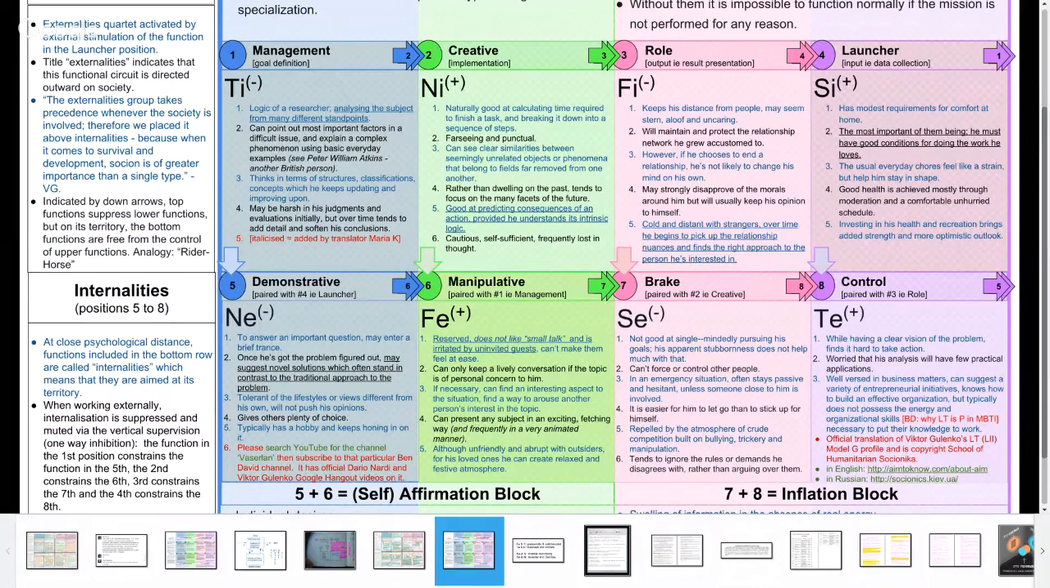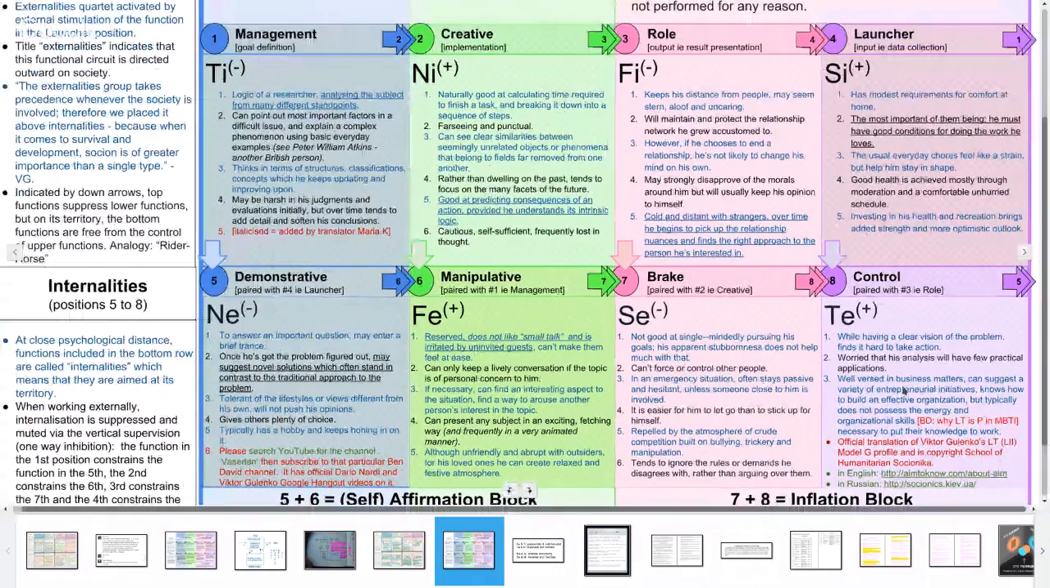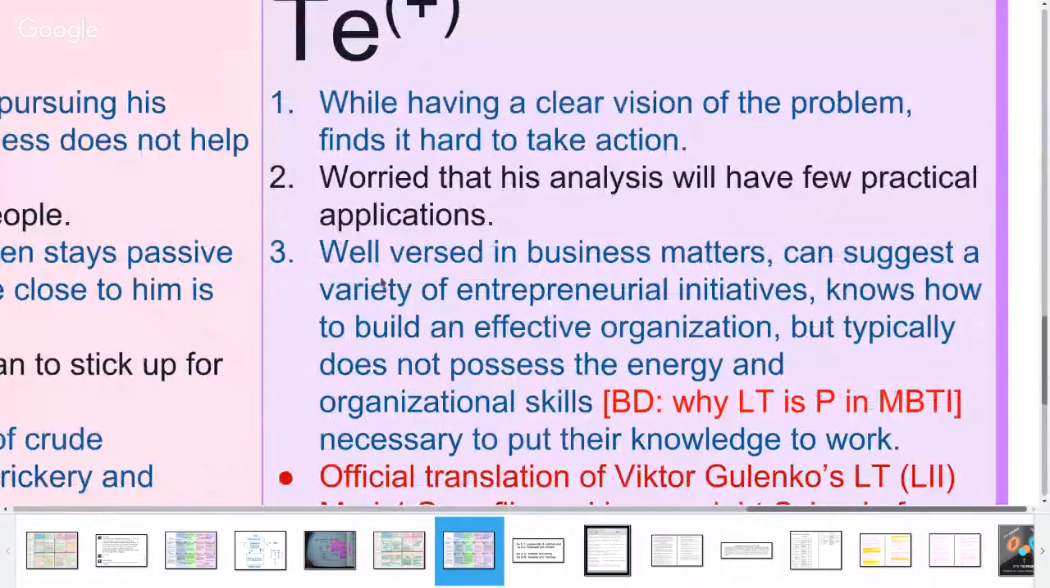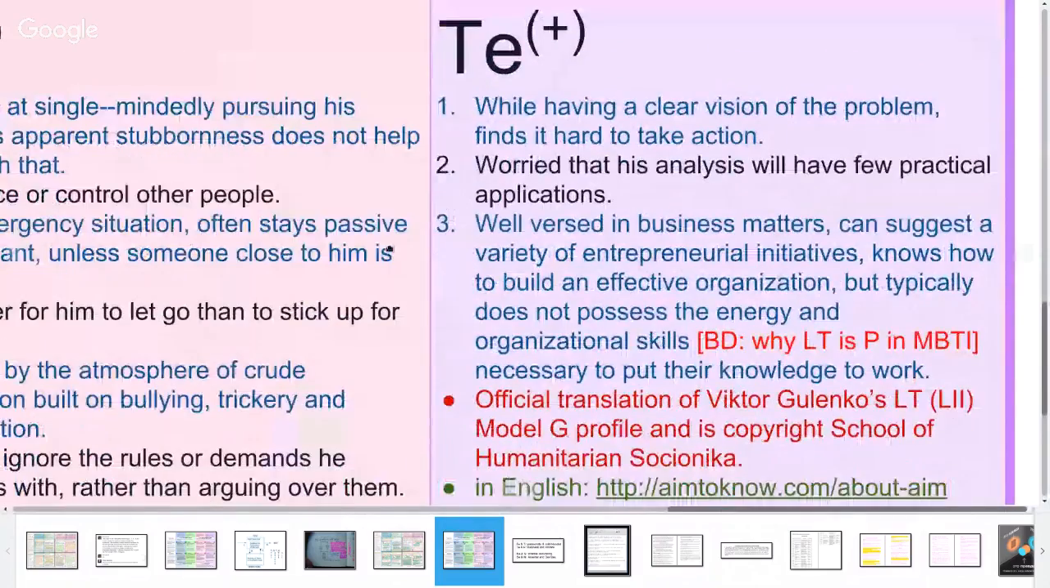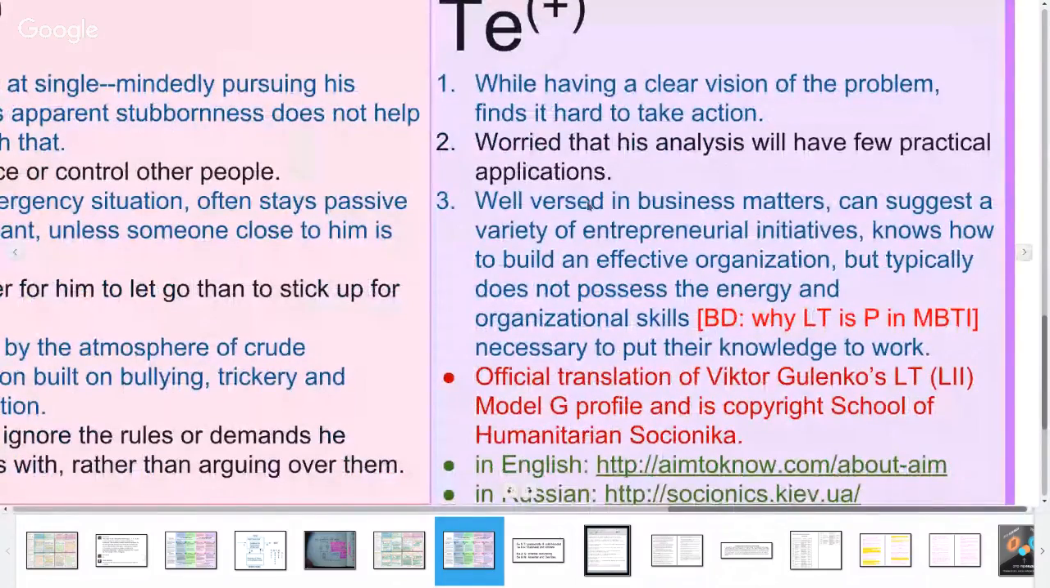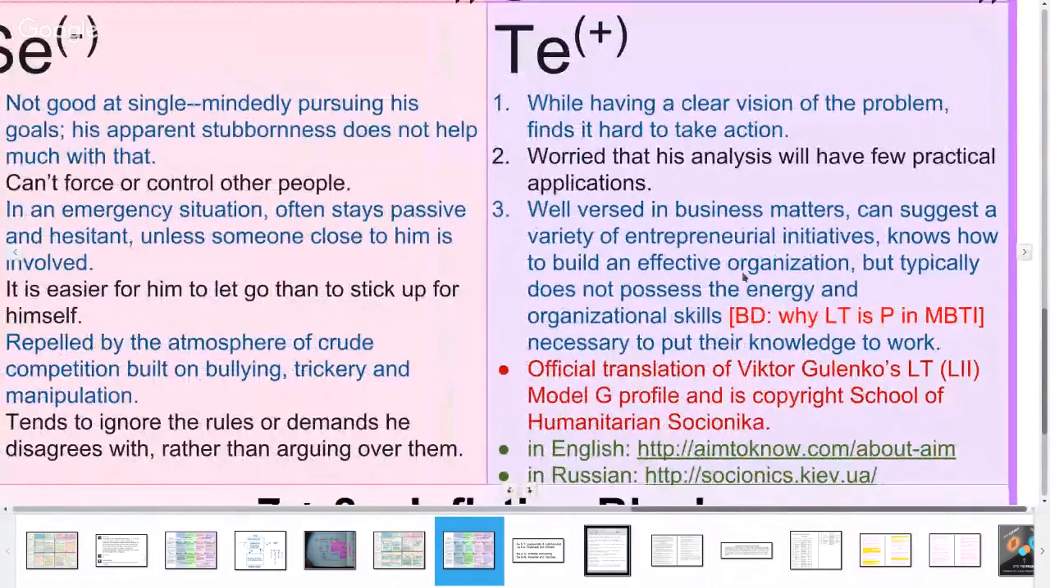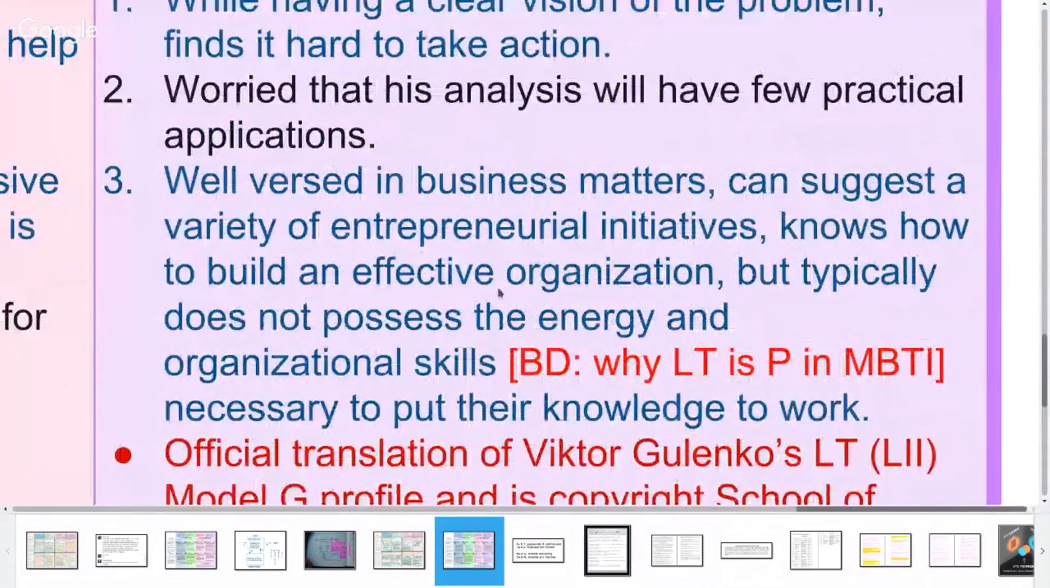For an organization to get the most out of the architect rational, requires an efficient support staff to implement their goals, capture their ideas before they move on to the next one. Right. Worried that his analysis will have few practical applications, but they still keep doing it though, because they've got no energy for the TE.